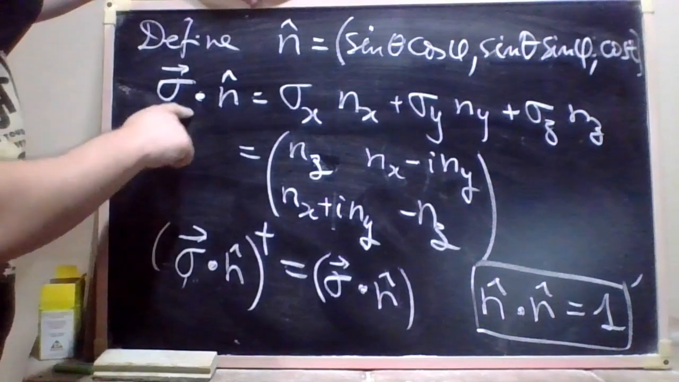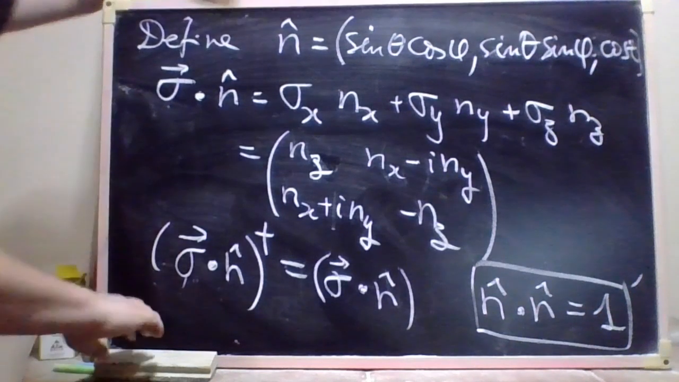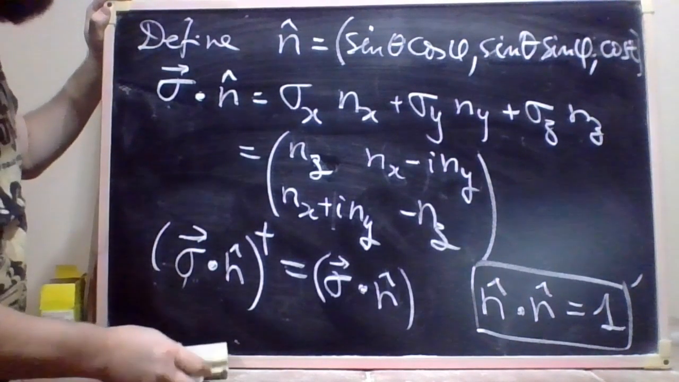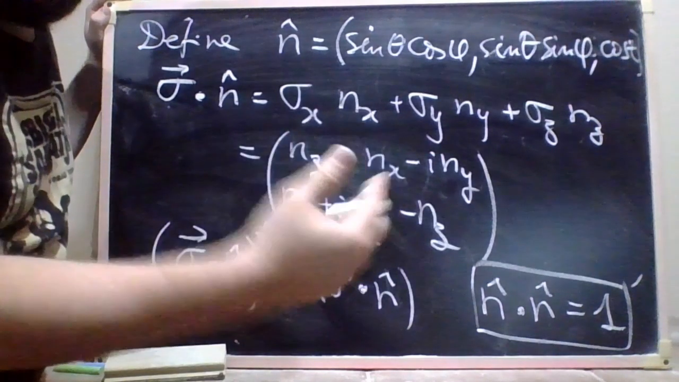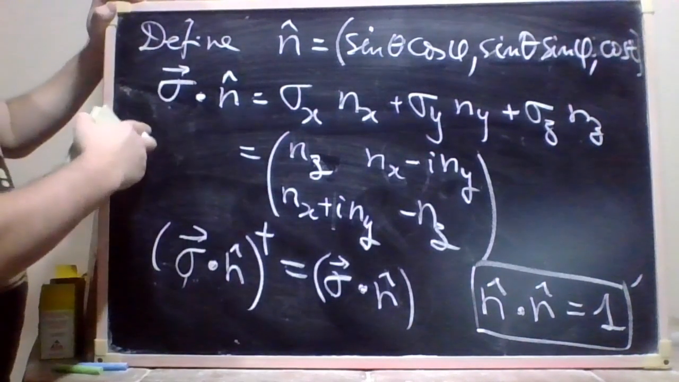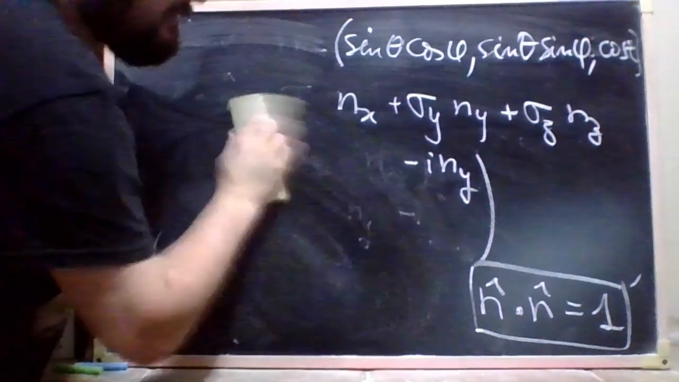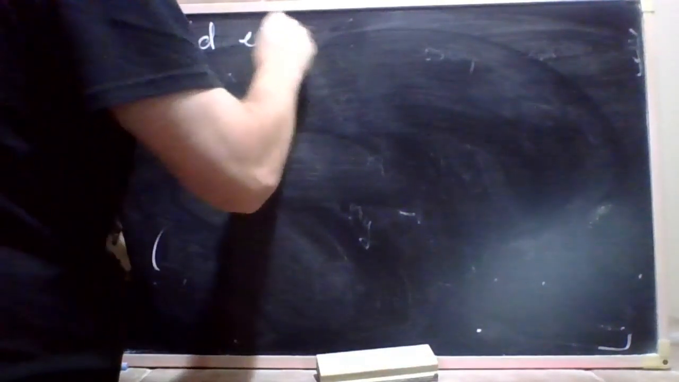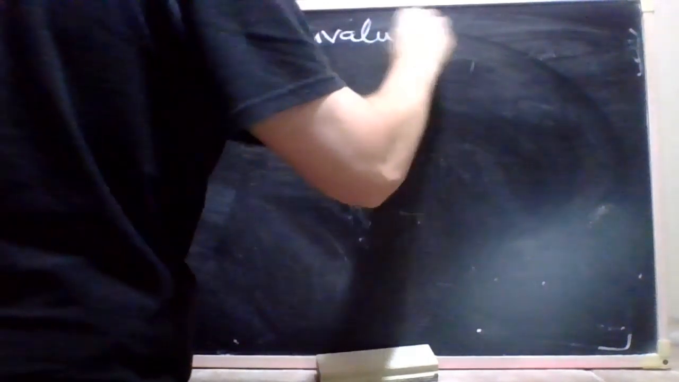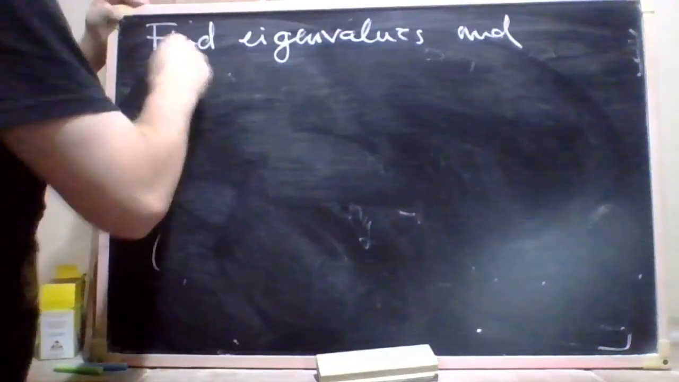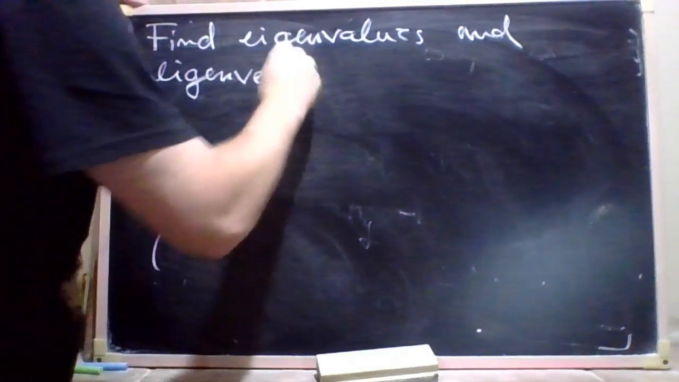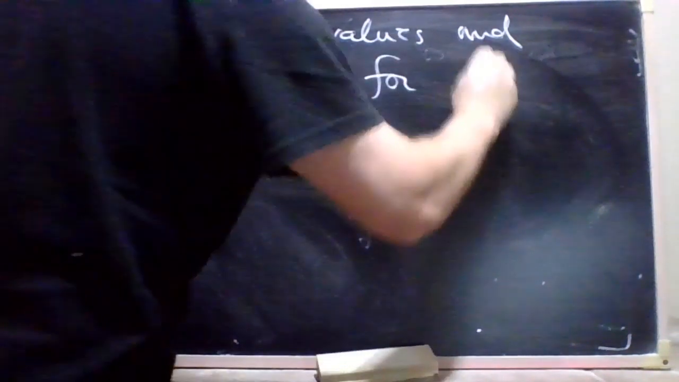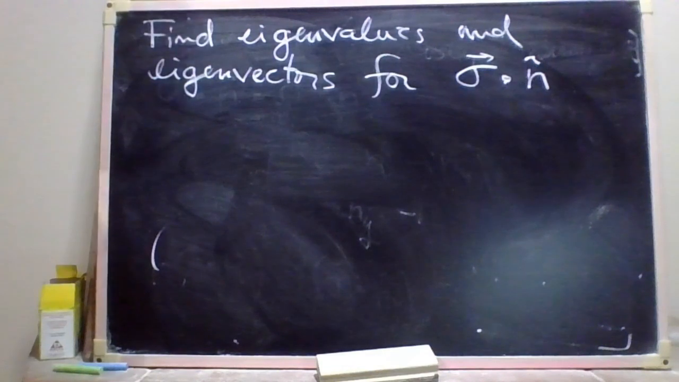So define this matrix here and find eigenvalues and eigenvectors. You'll find +1, -1, and the eigenvectors, okay? Define this thing and find eigenvalues and eigenvectors for sigma dot n. You must find that.